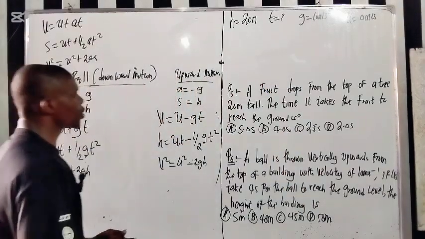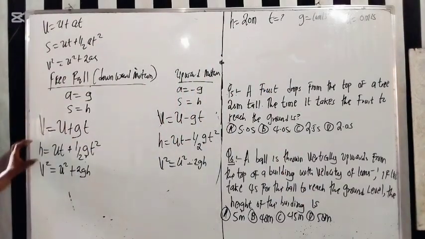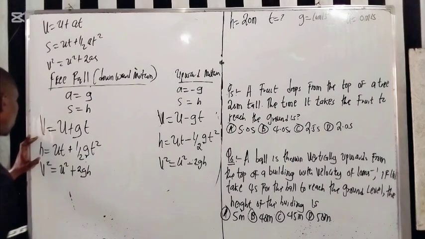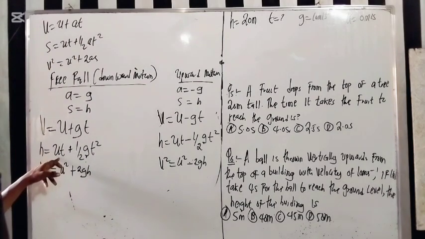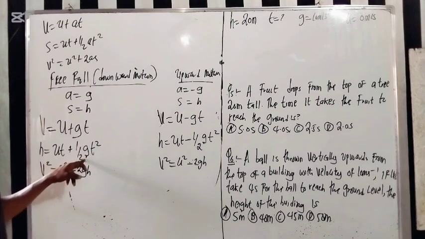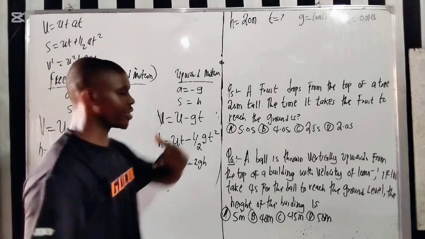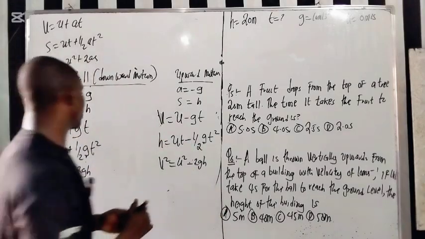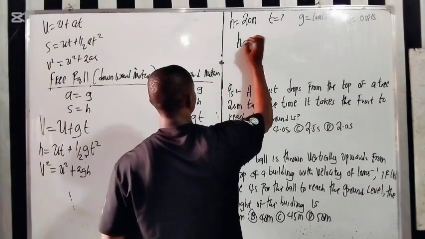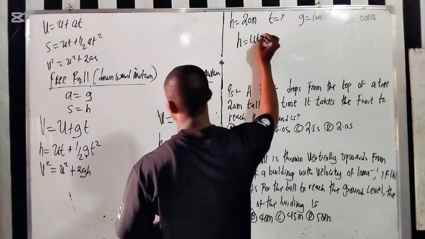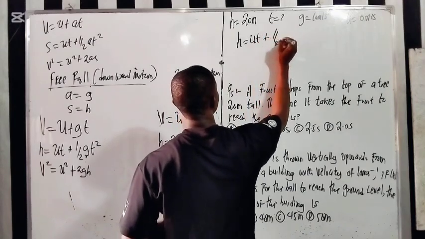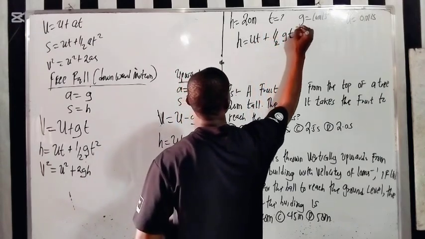So which one are we going to use here? We have to use this formula here. Why? Because we know our h, the initial velocity, and they say we should calculate time. We know our g, right? Because it's falling under the influence of gravity, we are going to use h equals ut plus half gt squared, right?